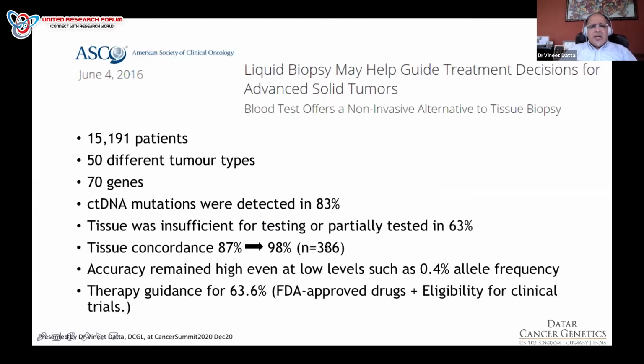Again, a landmark study at ASCO 2016 evaluated over 15,000 patients across 50 different tumor types, looking at about 70 genes in circulating tumor DNA, and the concordance between tissue as well as advanced tissue and non-invasive alternatives like blood. What this showed was a concordance of about 87%. However, when the tissue and blood samples were collected within a period of 6 months, the concordance was extremely high, at about 98%.